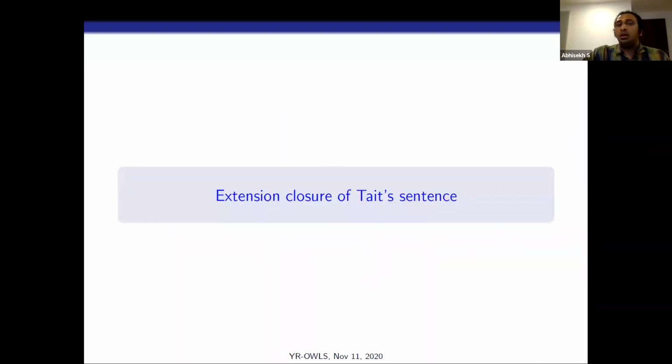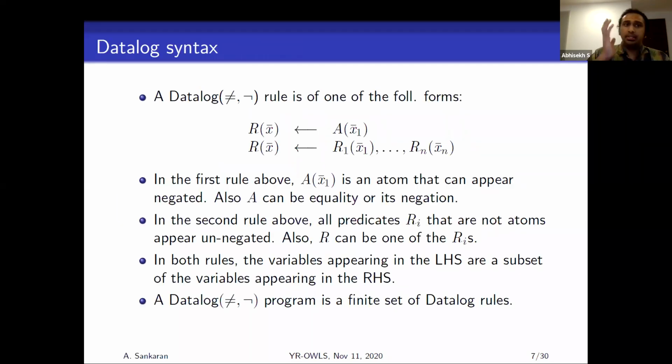Now we want to see the extension closure of the sentence. So here is Datalog. A Datalog rule is of one of the following forms. R x bar is on the left hand side, and then you have A X1 bar. A is an atom, which in our context will be either x less than or equal to y, or Rxy, or Sxy. The atom could also be negated, so you could also have negation of x less than or equal to y, and the negations of the other atomic predicates. Okay, so that is one kind of a rule.